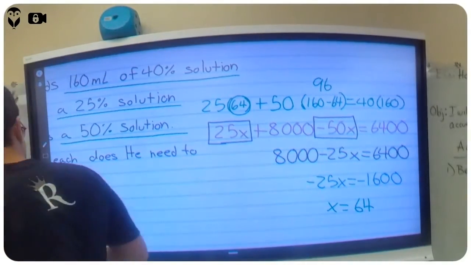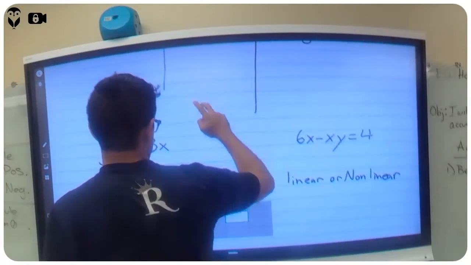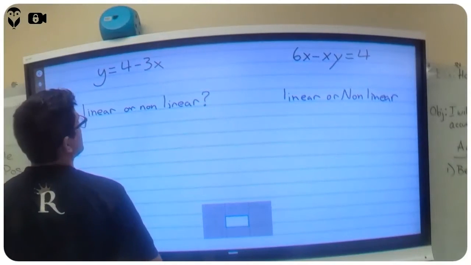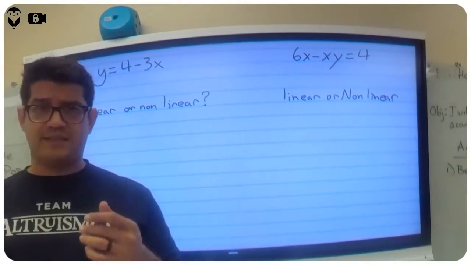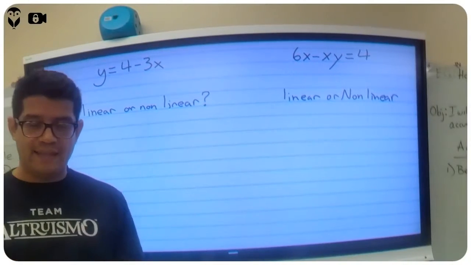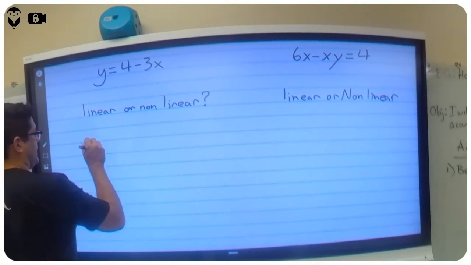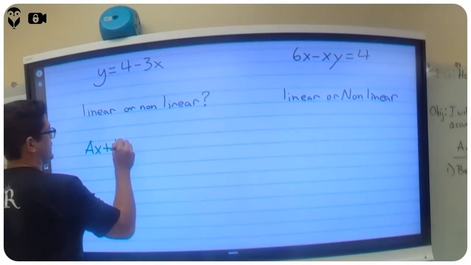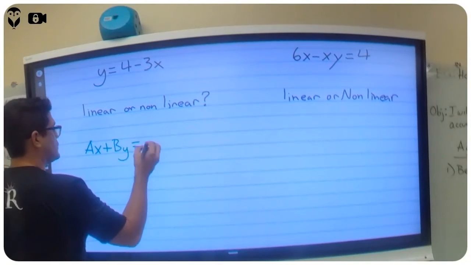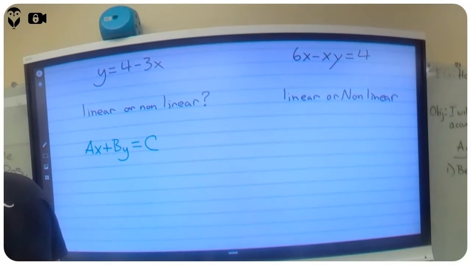Now let's go down below here. So is this linear or not? The book describes this as: if you can make it into standard form, then it is a linear function. Standard form is ax plus by equals c. Let's see what problem they gave us here.